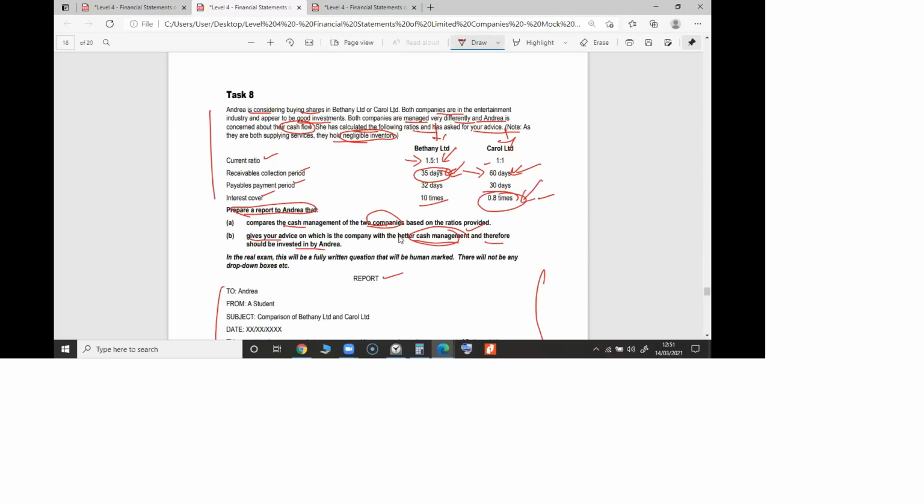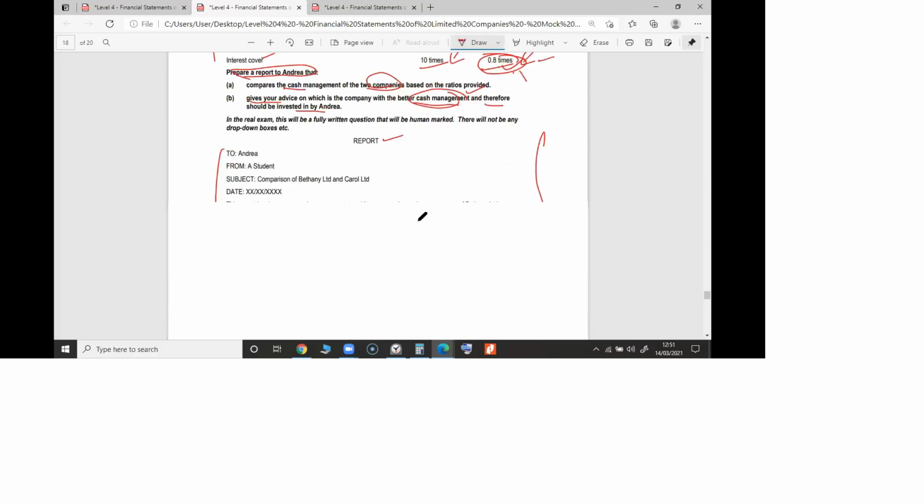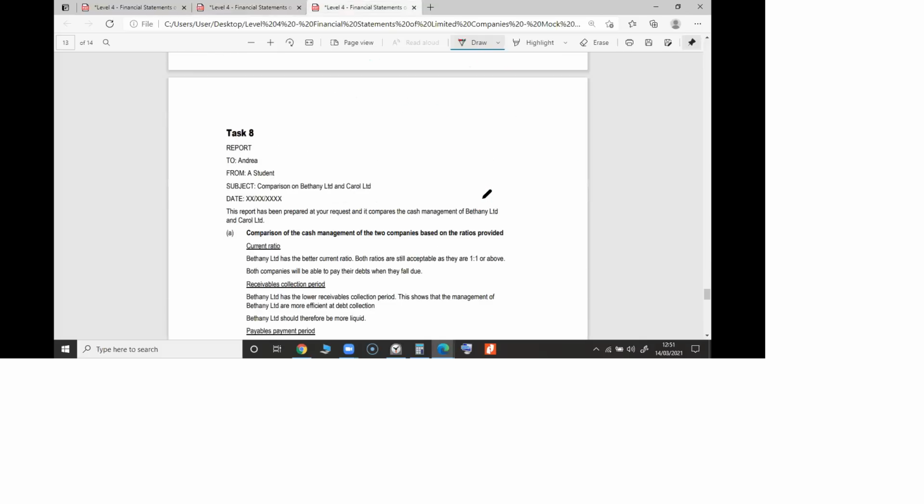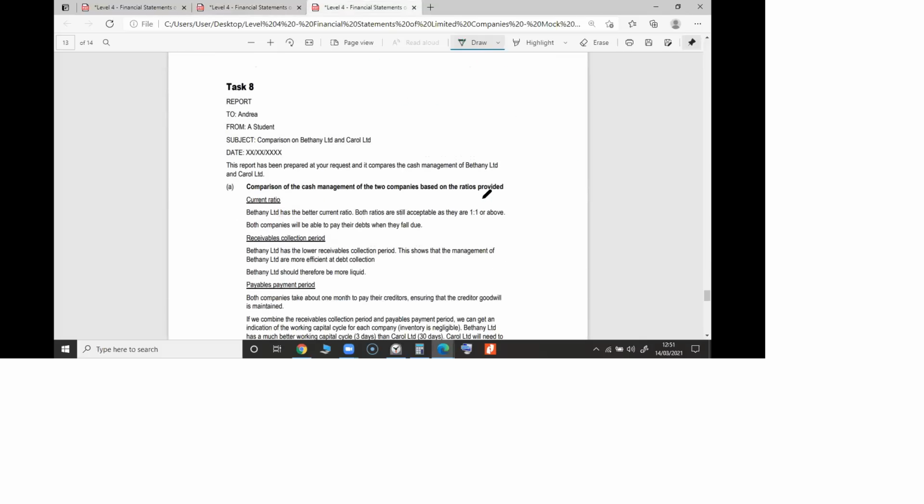Carol's profit is less, could be, or Carol's liabilities are too high, isn't it? That's why they cannot, because they're paying interest, a high interest. They can't even cover 1 time, whereas Bethany can cover. So all these things you need to write in a report format, revealing the answer for you. Although the model answer slightly was given up there.